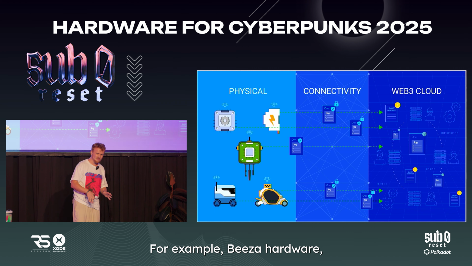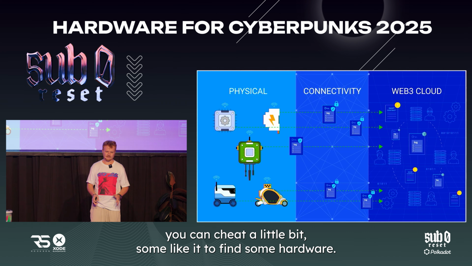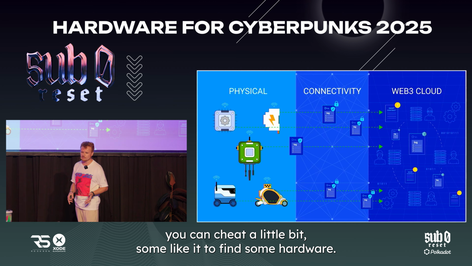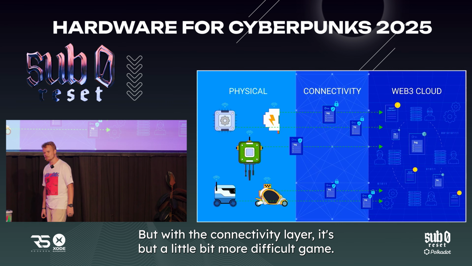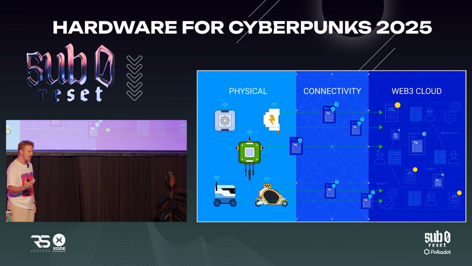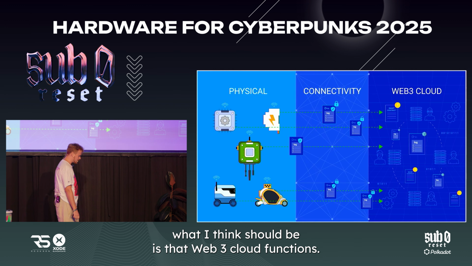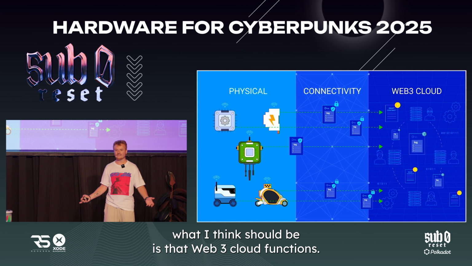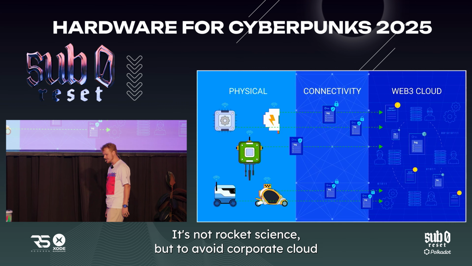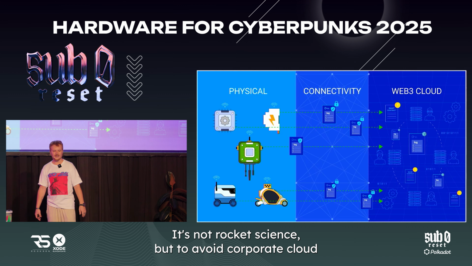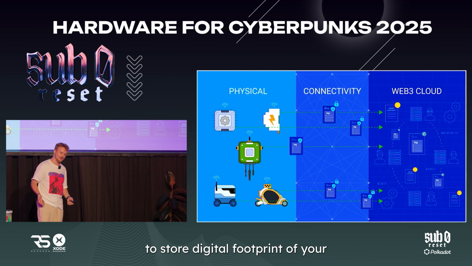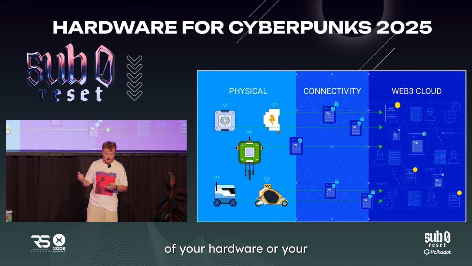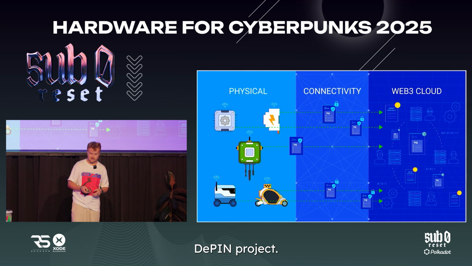For example, with the hardware, you can cheat a little bit to find some hardware that is good for your project. But with the connectivity layer, it will be a little bit more difficult game. And the last part of any DePIN project, which I think should be there, is Web3 cloud functions. It's not rocket science, but to avoid corporate clouds, you need to create or find a good place to store the digital footprint of your hardware or your DePIN project.